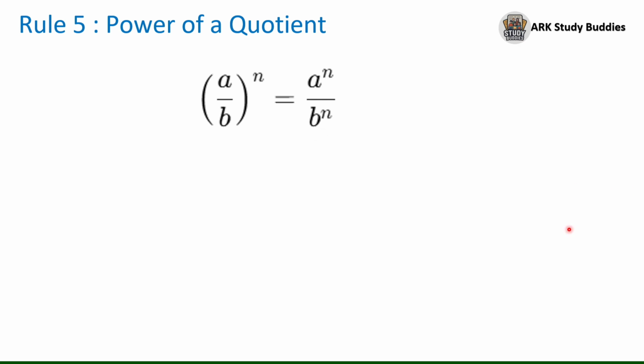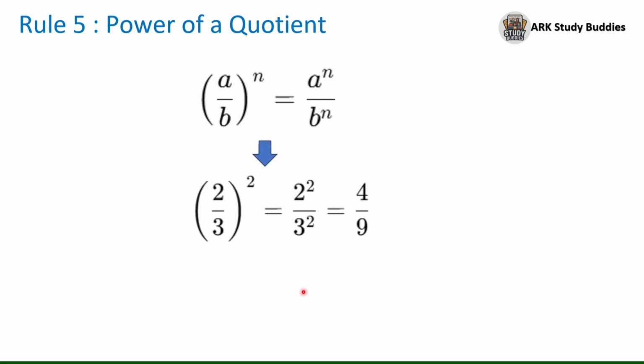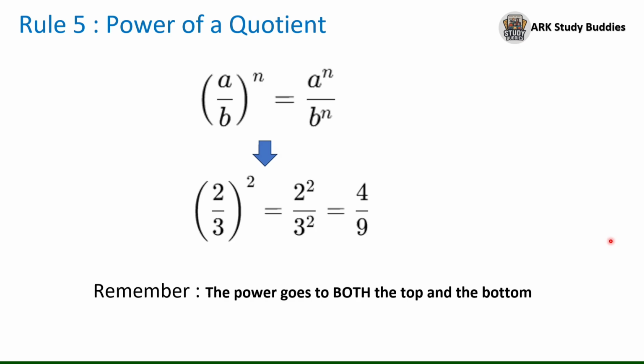Let's take one example. 2 divided by 3, whole to the power of 2, that equals 2 to the power of 2 divided by 3 to the power of 2. You can see the power is applied to each variable, that equals 4 divided by 9. So remember, the power goes to both top and bottom.